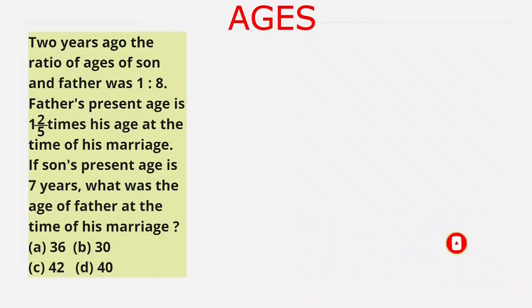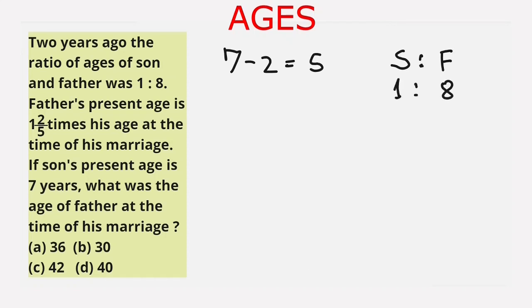It is given that the ratio of ages of son and father was 1:8 2 years ago, and the present age of son is 7 years. So what was his age 2 years ago? 7 minus 2 is 5 years. Now the ratio of ages of father and son 2 years ago was 1:8. If 2 years ago the age of son was 5, then the age of father was 8 times 5, which is 40.